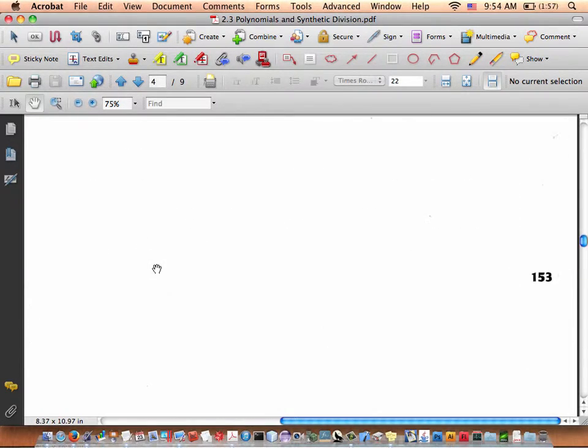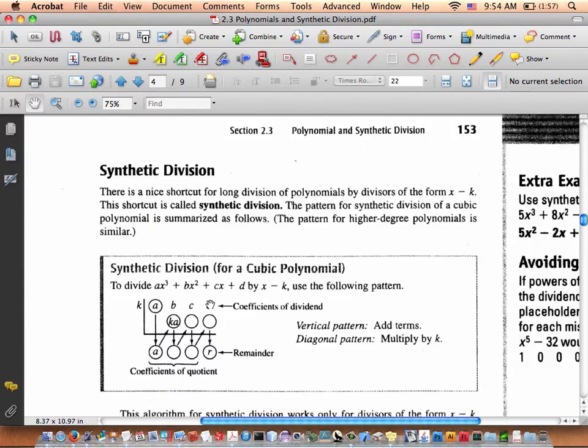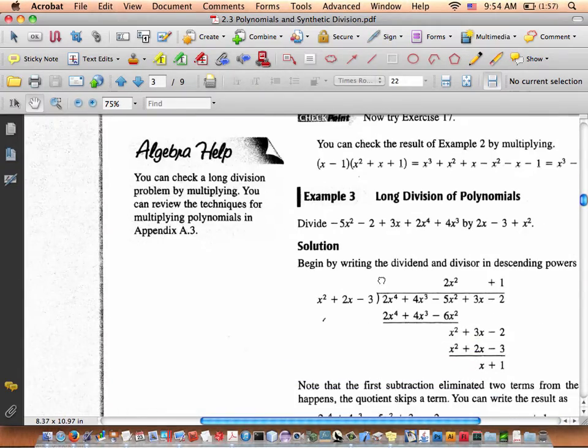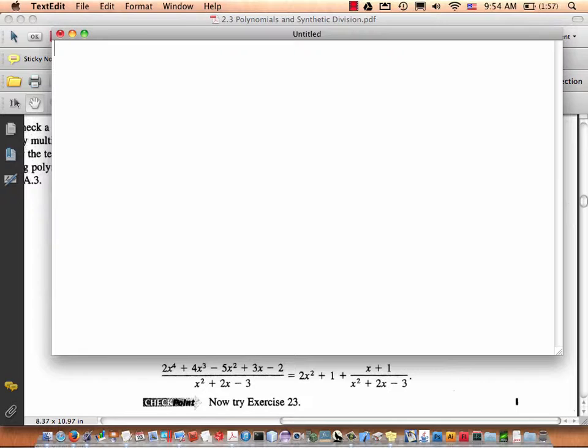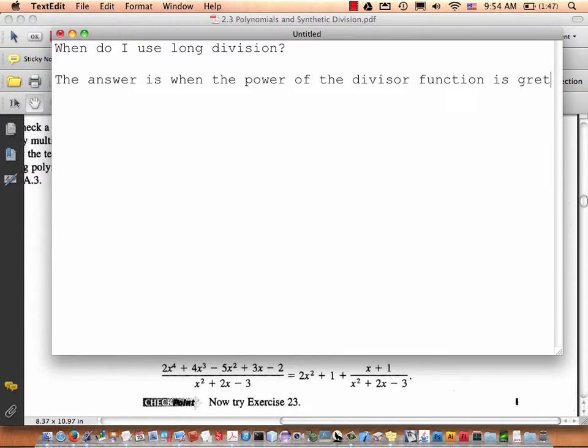Okay. We're going to do long division today, and I'm going to choose a problem first right out of the book. So, when do I use long division? The answer is when the power of the divisor function is greater than 1. Now there are some exceptions to this, Sydney, but by and large, when the power of the divisor function is greater than 1, you have to use long division, okay?